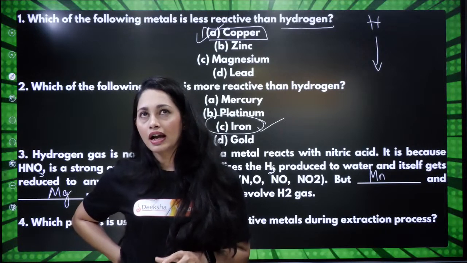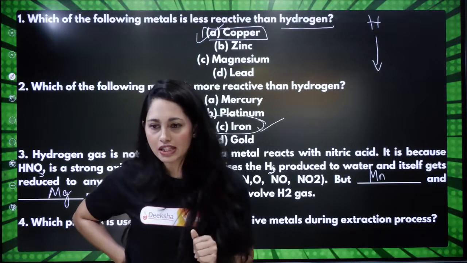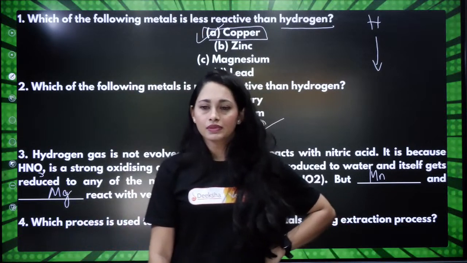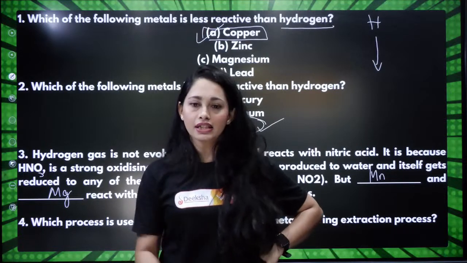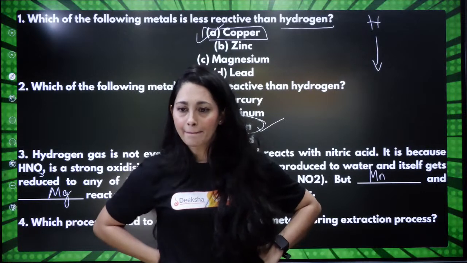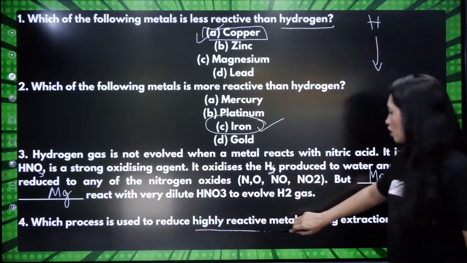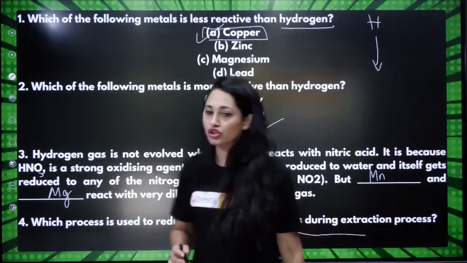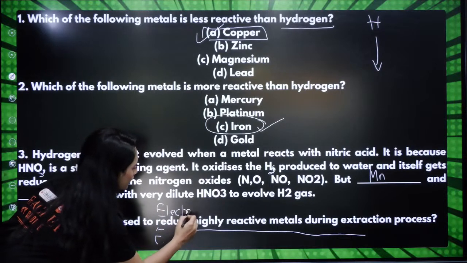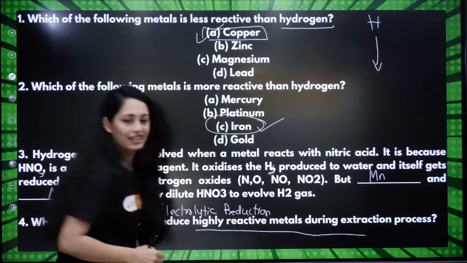Both are very sweet smelling substances. And when ethanol is oxidized, it is going to give ethanoic acid. Okay, very good. Yes, last one, electrolytic reduction. Which is the process that is used to reduce highly reactive metals during extraction process? It is electrolytic reduction. I will write here electrolytic reduction. Very good, guys, awesome.